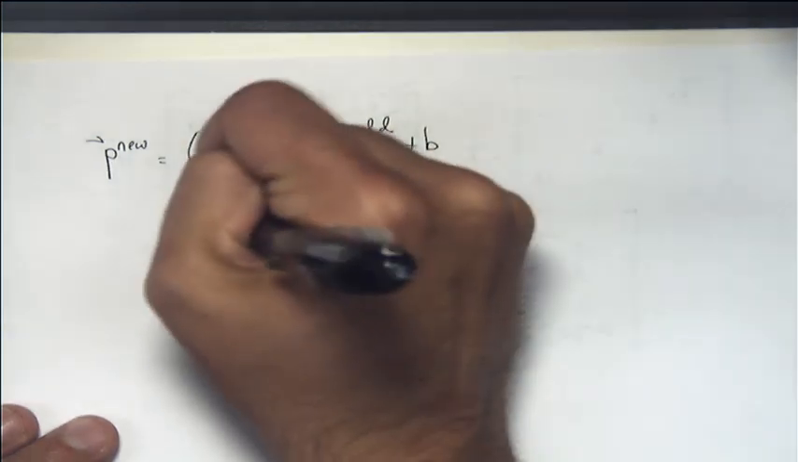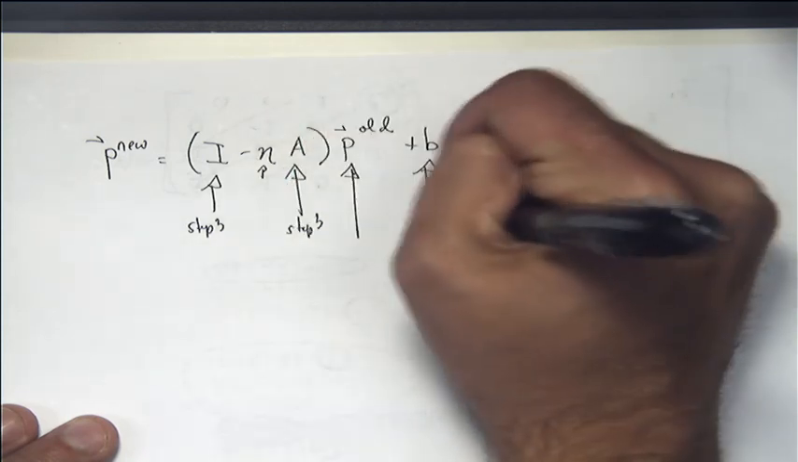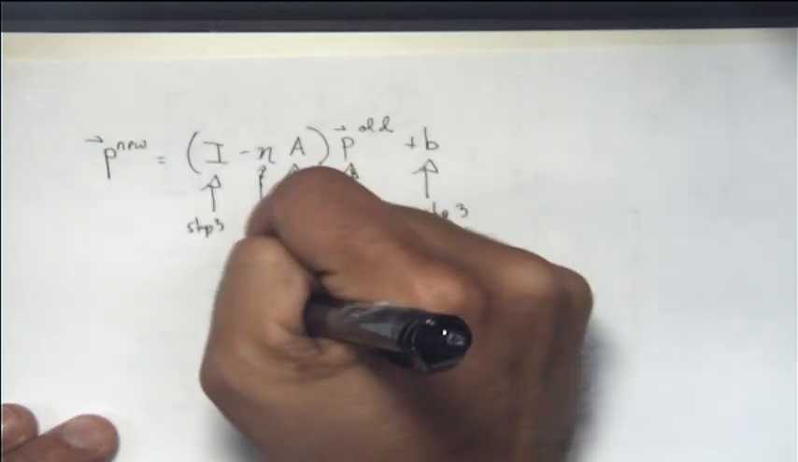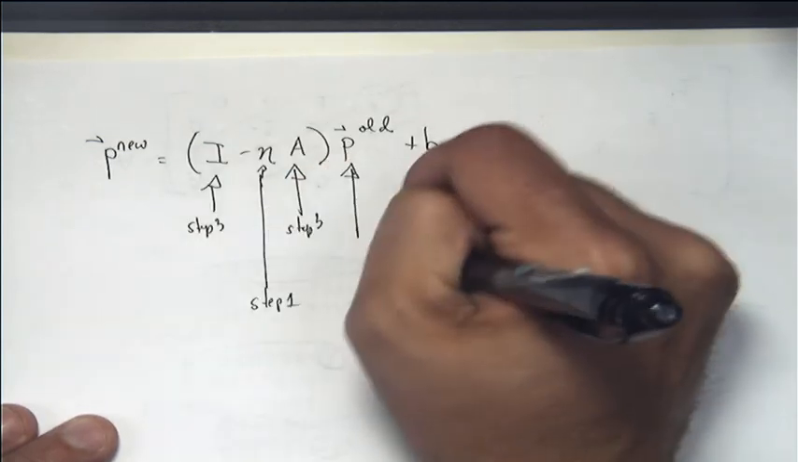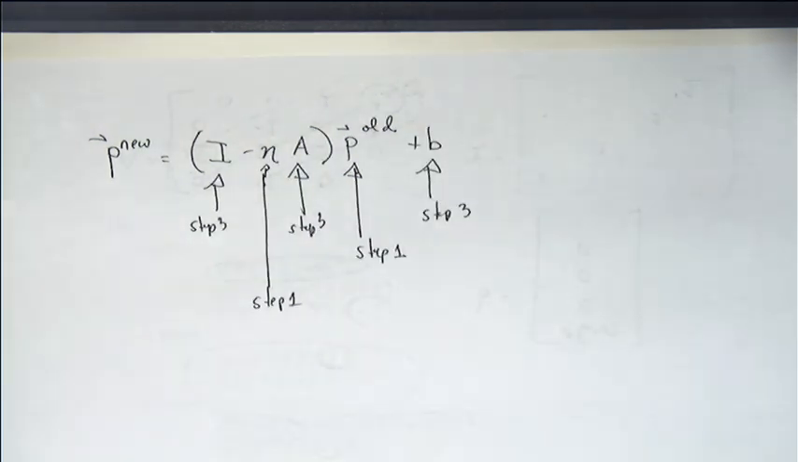So this was step 3. This was step 3. This was step 3. This was step 1. We initialized that. And this was also step 1. That was our initial pressure. Okay? And what do we want to do? We want to do that not just one time step, but we want to continue to do it in a loop. We want to do a bunch of different time steps.